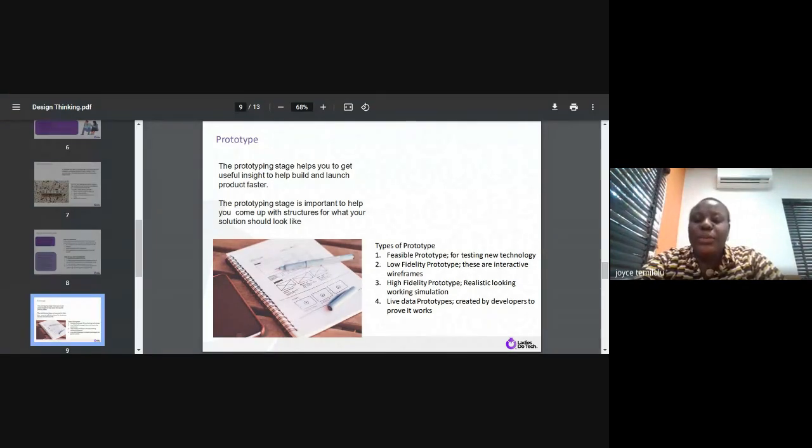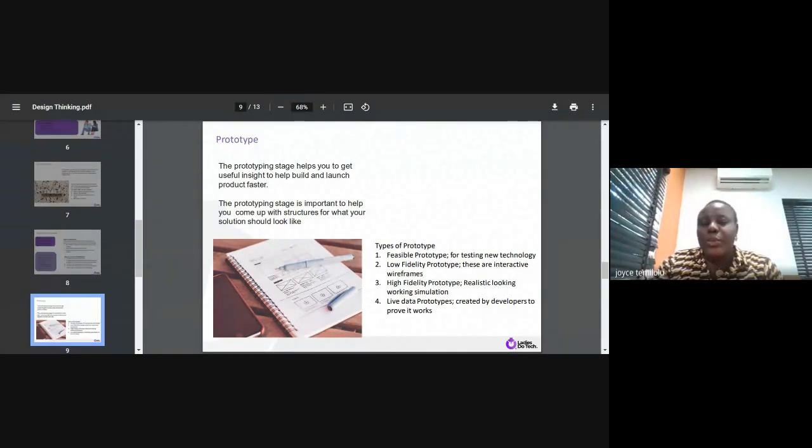We have the high fidelity prototype, a realistic looking working simulation where you can test to see the movement between designs. And we have live data prototypes created by developers to prove it works. Why do I list these four types of prototype? Going into product management, only two types of prototype struck me.